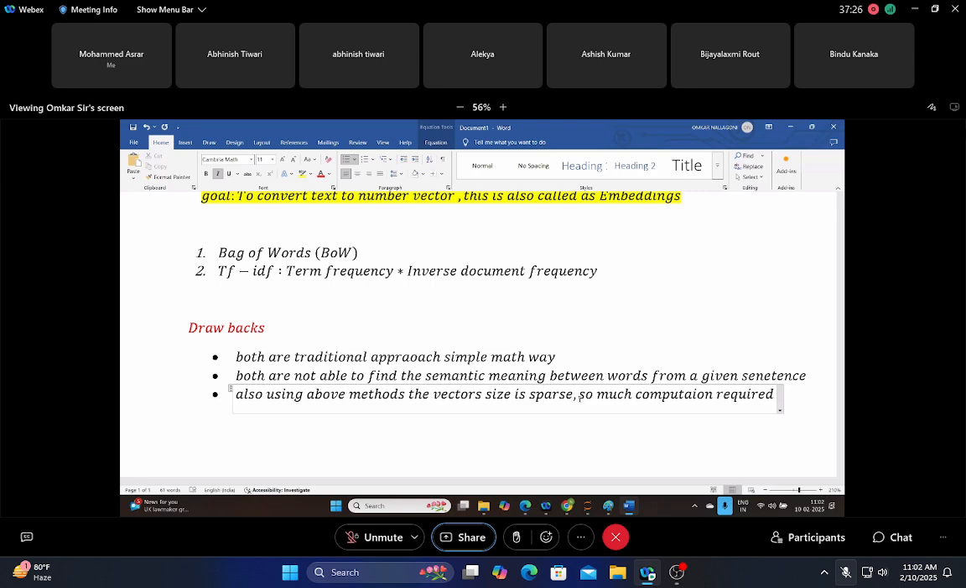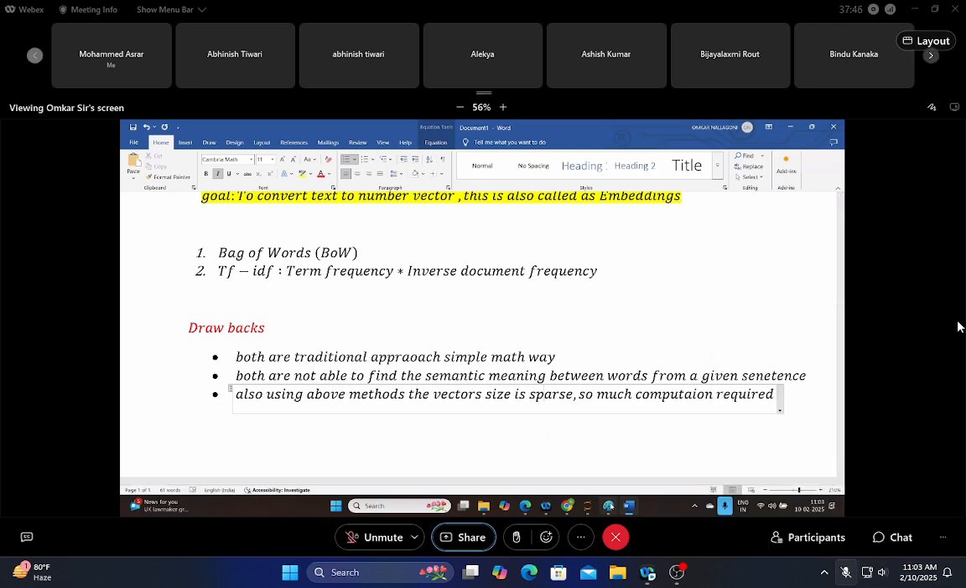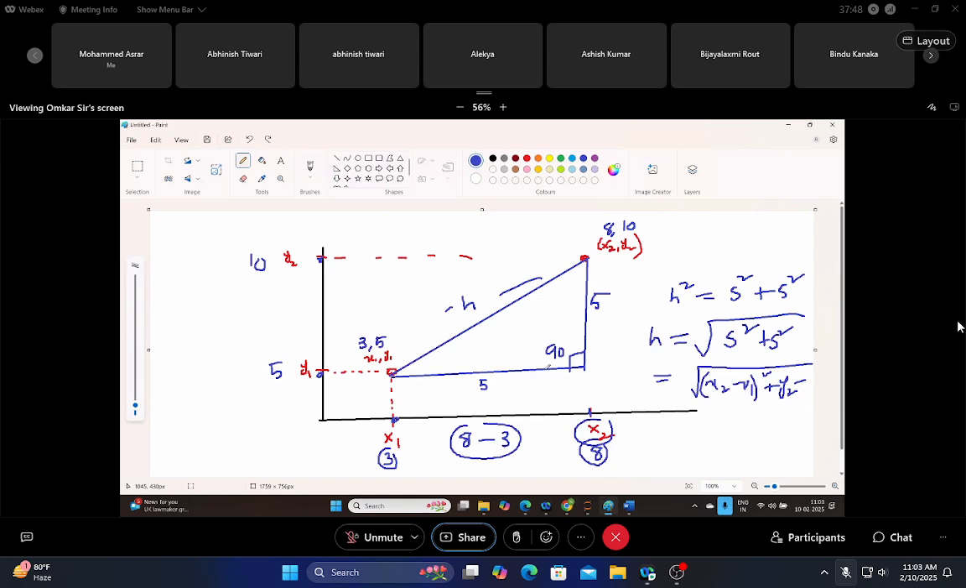Now, for the first time Google created a neural network approach on this. If you see, both of these depend on formulas only. So now, for the first time, in order to create word embeddings, Google developed a neural network approach, and they gave it the name word to vector. Word to vector means a neural network approach.